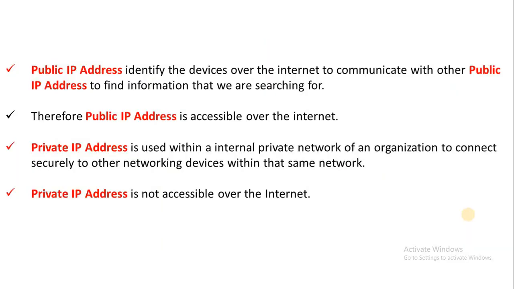Before we move to the Cisco Packet Tracer application, let us understand what is public IP address and private IP address. Public IP address identifies the devices over the internet to communicate with other public IP addresses to find information that we are searching for. Therefore, public IP address is accessible over the internet. On the other hand, private IP address is used within our internal private network of an organization to connect securely to other networking devices within that same network. That is why private IP address is not accessible over the internet.